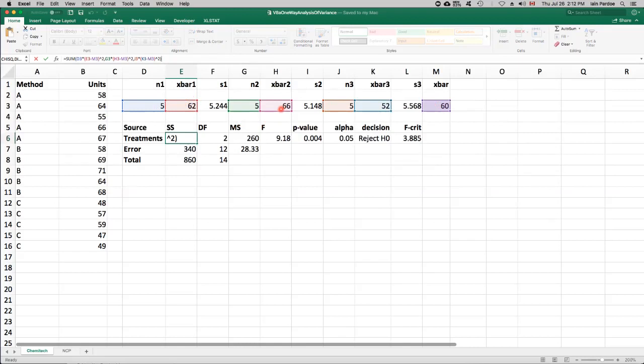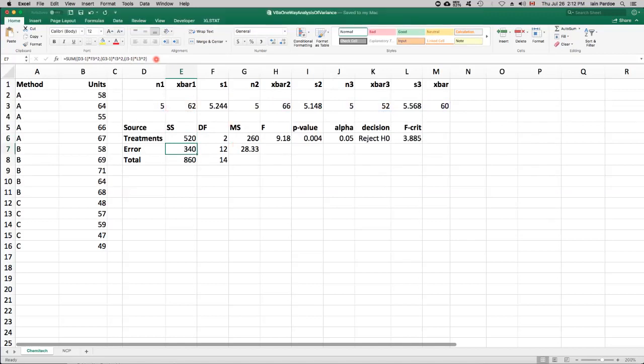So 66 minus 60 squared and multiplied by the sample size, and then 52 minus 60 squared and multiplied by the sample size. And if we add those three numbers together, we get 520. So that's the sum of squares due to treatments.